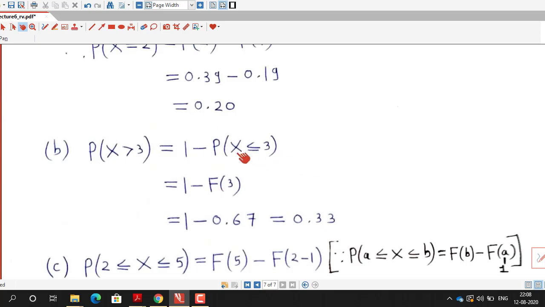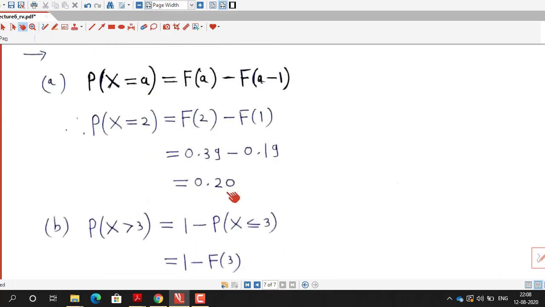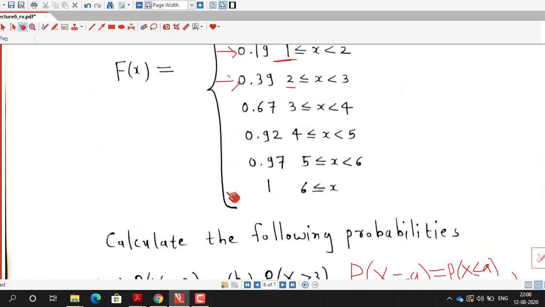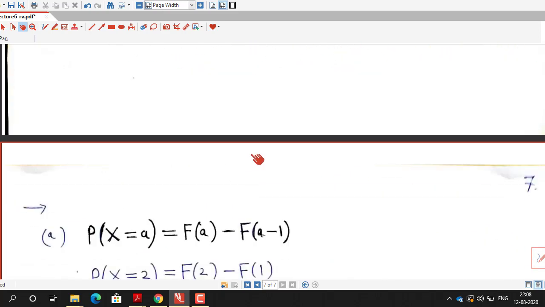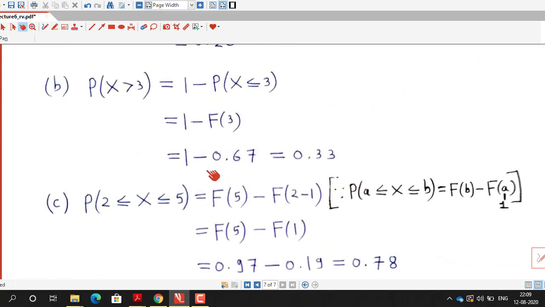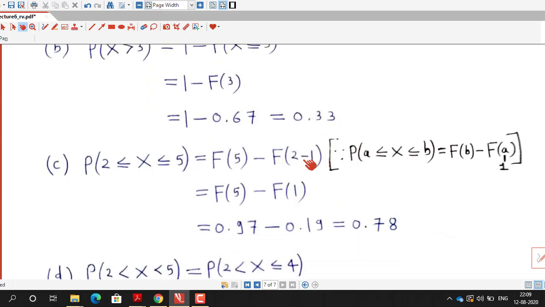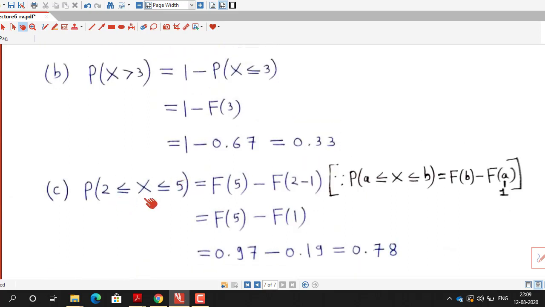Okay, why? Because these two events, capital X greater than 3 and capital X less than or equal to 3, are complementary events, and this is by definition F of 3, and F of 3 is given to be, at x equal to 3, 0.67. So we put 0.67 and the required probability is 0.33. Next event is 2 less than or equal to x less than or equal to 5.